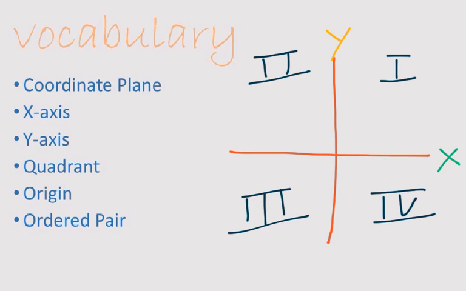You locate a specific ordered pair with an X and a Y. And then most importantly, we have the origin, which is, of course, 0, 0, right there where the main X and Y axis intersect.